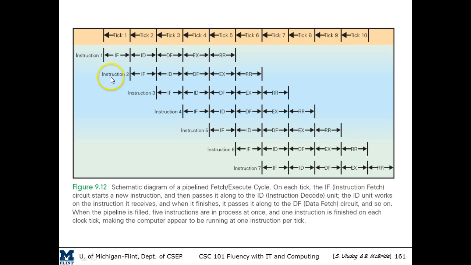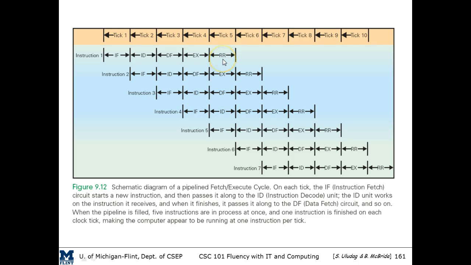For example, in clock cycle 1, or tick 1, instruction 1 is fetched. In tick number 2, instruction 1 is decoded and instruction 2 is fetched. In tick number 3, for instruction 1, data is fetched. Instruction 2, the instruction is decoded. Instruction 3 is now fetched. In tick number 4, instruction 1 is executed. Instruction 2, the data is fetched. Instruction 3, the instruction is decoded, and instruction 4 is now fetched.